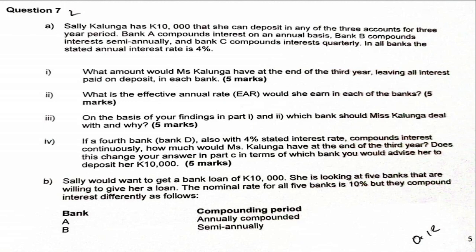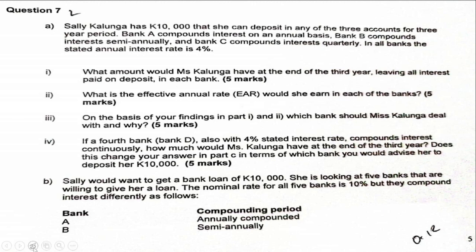Sally Kalunga has 10,000 that she can deposit in any of the three accounts for a 3-year period. Now, Bank A compounds interest on the annual basis, then Bank B compounds interest semi-annually, and Bank C compounds interest quarterly. Then in all banks, the stated annual interest rate is 4%.